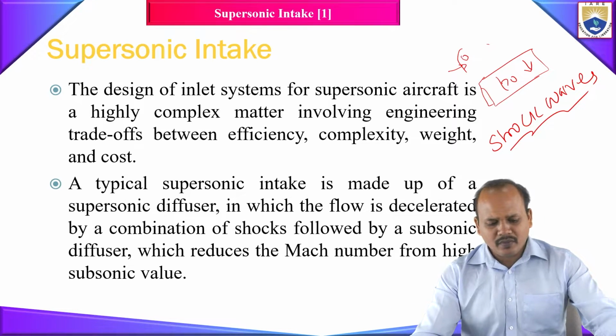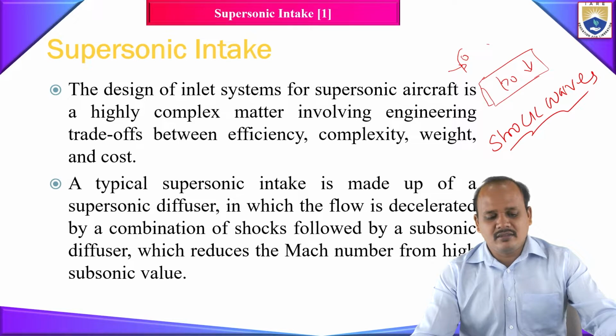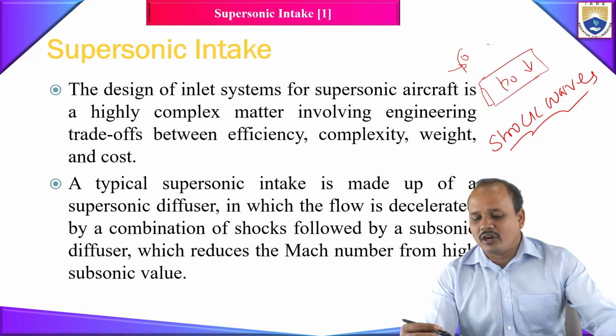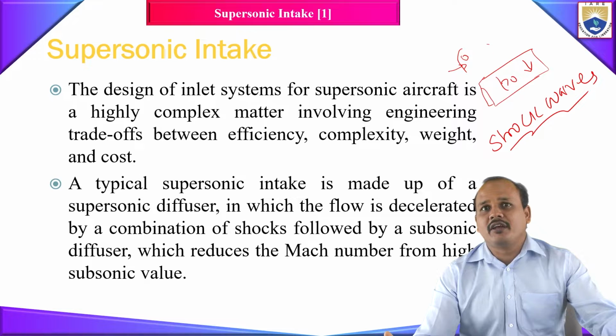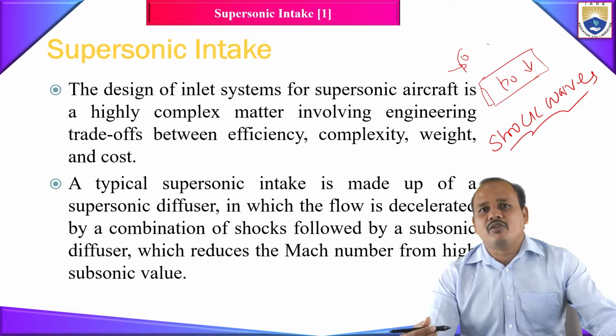Okay, so how does this deceleration or diffusion happen across your supersonic intake? Since your flow is supersonic, the deceleration will first mainly occur through a series of shock waves. Through those shock waves, the supersonic Mach number will be reduced to a high subsonic Mach number. This high subsonic Mach number will be further reduced to the Mach number required by your compressor when it is passing through the divergent section of your intake.